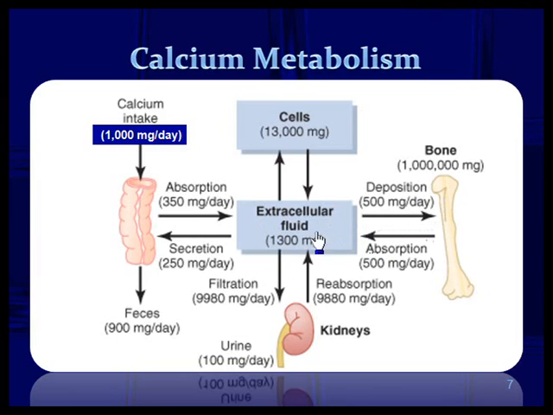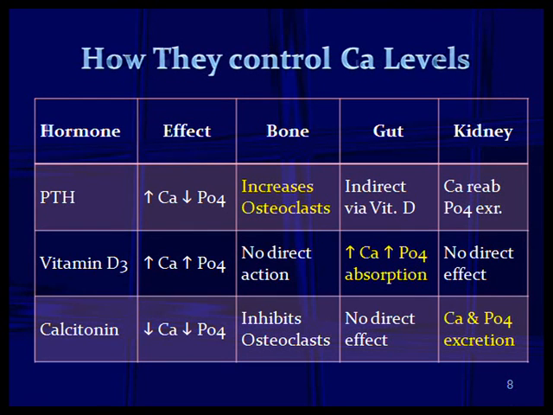So, from the 1300 milligrams that is in the extracellular fluid, 9980 milligrams is filtered by the kidney and 9880 milligrams is returned to the system by reabsorption. So, the net excretion by the kidney is 100 milligrams. So, out of the 1000 milligrams that we take in, 900 is excreted in the feces, 100 is lost in the urine. That is how the calcium homeostasis is being maintained.